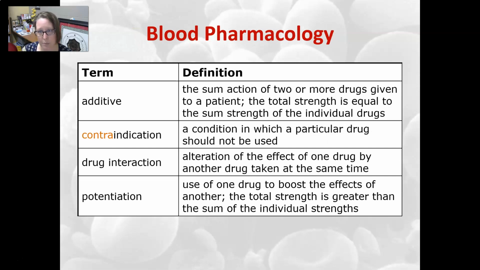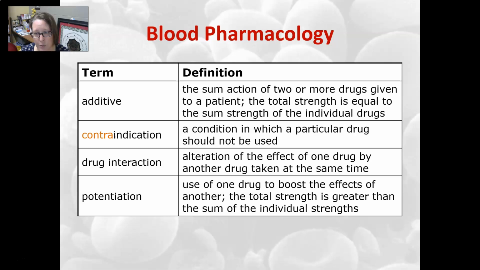So let's look at some blood pharmacology. An additive is the sum action of two or more drugs given to a patient, where the total strength is equal to the sum strength of the individual drugs. There are also blood additives that are put into blood units that help preserve the blood.